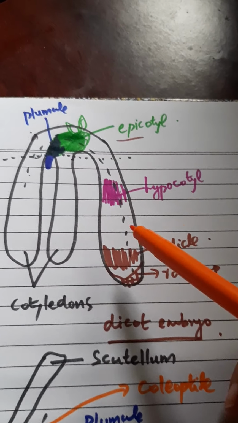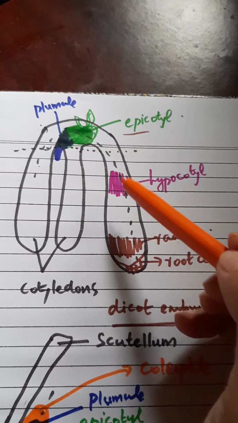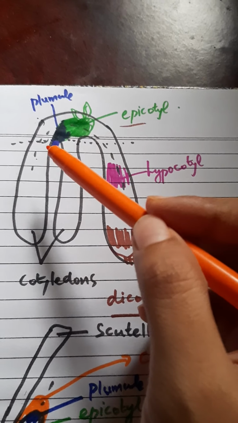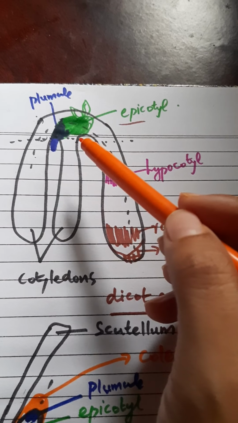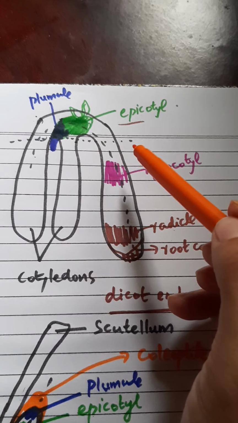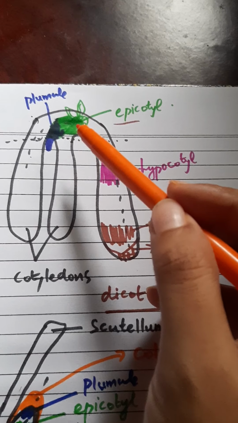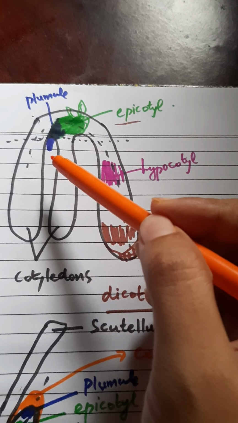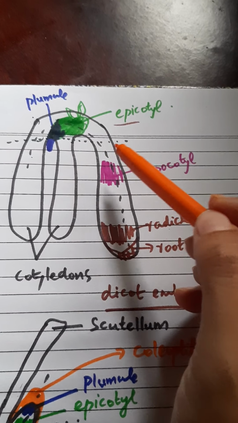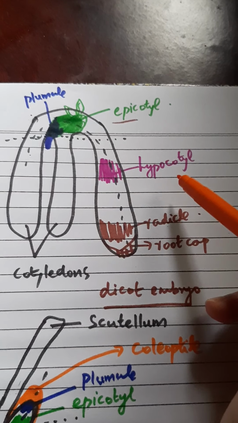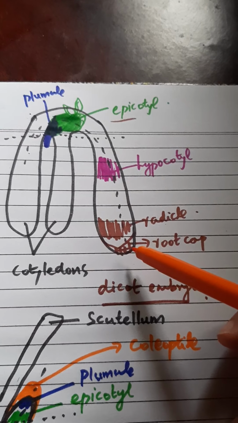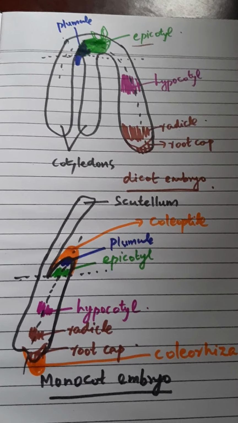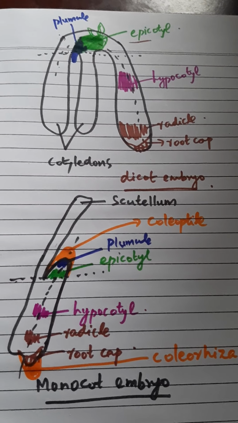Similarly, in dicot embryo also, the embryonal axis is seen here. The part of the embryo above the level of attachment of cotyledon, this is the level of attachment of cotyledon, comes the epicotyle tissue that terminates in plumule. Below the level of attachment of cotyledons, we see the hypocotyle tissue that terminates in radicle and root cap. So that's how we can compare monocot as well as dicot embryos.